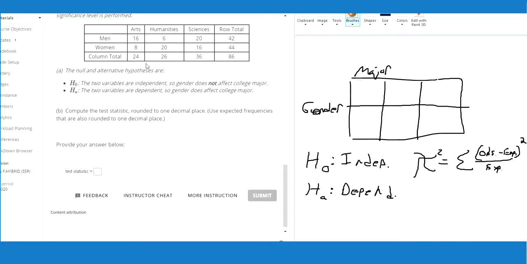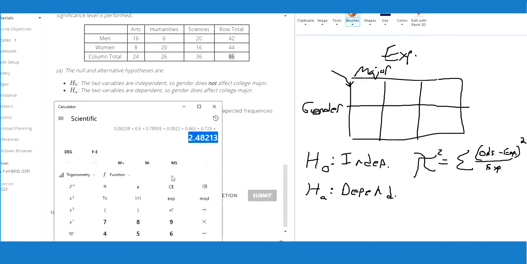Like we did in a previous video, the expected value is found by taking the row total times the column total divided by the grand total. So for the first expected value, I'm going to label this table, my expected value table. I'm going to take the row total of 42, multiply it by the column total of 24, and divide by the grand total of 86. 42 times 24 divided by 86, I get an expected value of about 11.72.